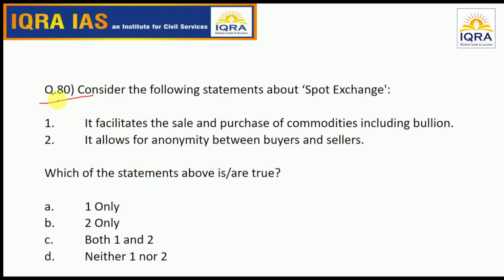Moving on, question number 80. Consider the following statements about spot exchange. It facilitates the sale and purchase of commodity, including bullion. It allows for anonymity between buyers and sellers. Which of the statements are true?